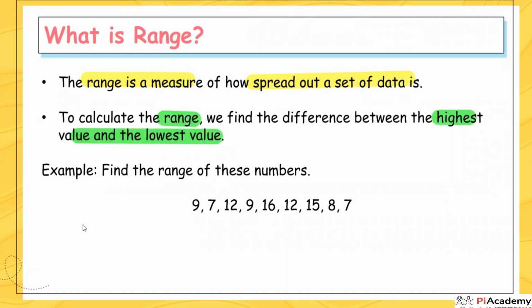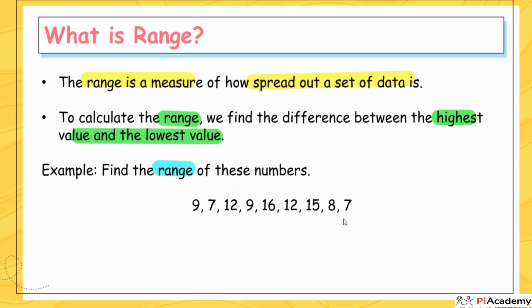Fine. This is the example. Let's check it out. What I'm saying, I'm going to apply here so you can understand more. In this example, let me start reading the question. The question is to find the range of these given numbers. So what are my numbers? 9, 7, 12, 9, 16, 12, 15, 8, and 7.